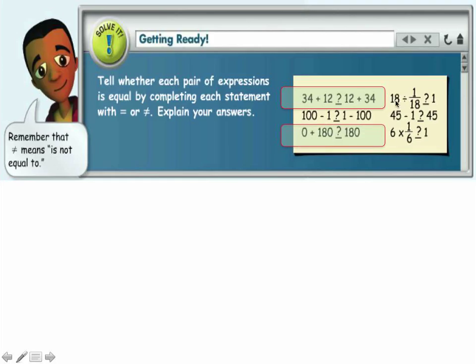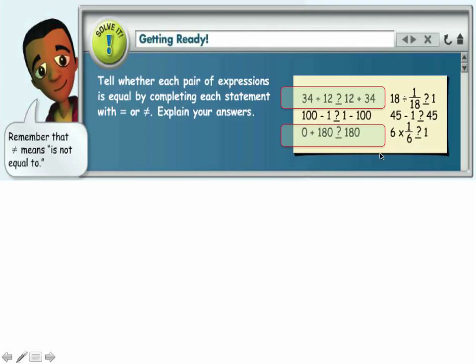Here, this is a tricky one. When you take 18 and you divide it by 1/18, remember, when you divide by a fraction, you take the fraction, flip it, and then multiply. So this left side would wind up being 18 times 18, which is not 1. So that one does not work. 45 minus 1 is 44, which is obviously not the same as 45.